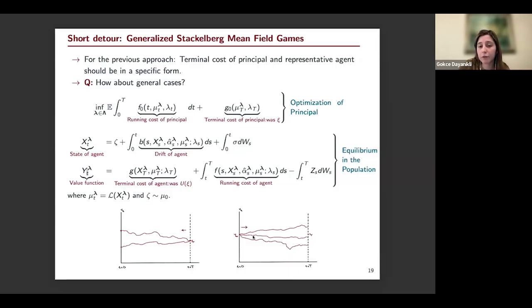But we realize that we need to end up in the terminal condition that is going to be definitely set. So this is going to be equal to the terminal cost of the agent. This is now general G. Previously, it was utility from psi. And for the principal, we have a general terminal cost G0. Previously, it was just psi.